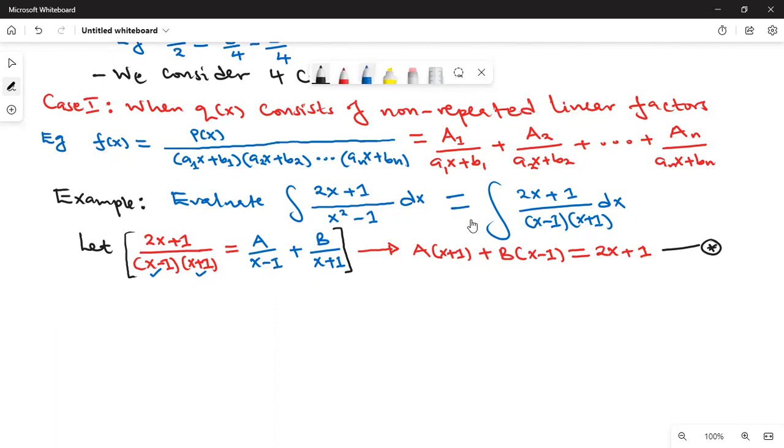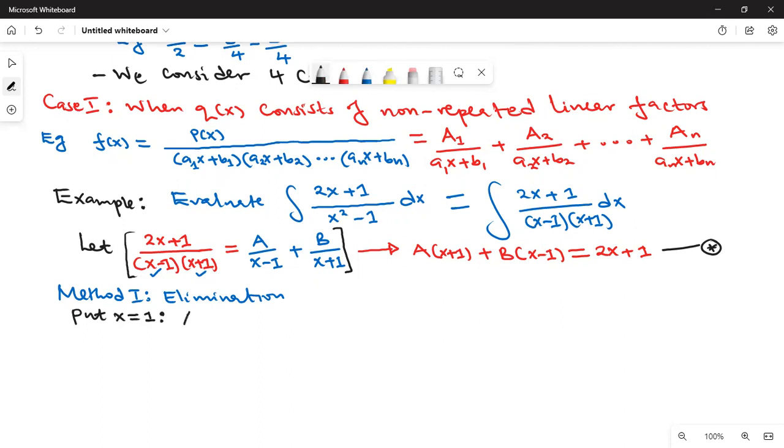The first method, method 1, is that of elimination. What does it mean? I'm going to choose some values of x that will help me eliminate some terms on the left-hand side. For instance, if I want to eliminate the second term on the left-hand side, I have to put x is equal to 1. So you substitute x is equal to 1. Why are we doing this? Because I want to eliminate the second term on the left-hand side.